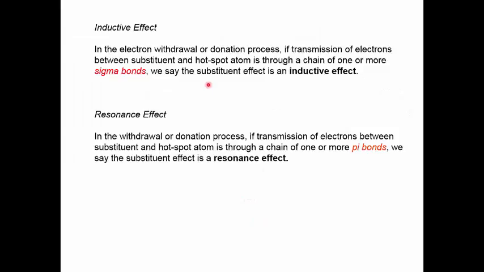Now, in the inductive effect, in the electron withdrawal or donation process, if the transmission of electrons between substituent and the hotspot atom is through a chain of one or more sigma bonds, we say the substituent effect is an inductive effect. The other effect, called resonance effect: in the withdrawal or donation process, if the transmission of electrons between the substituent and the hotspot atom is through a chain of one or more pi bonds, we say the substituent effect is a resonance effect.